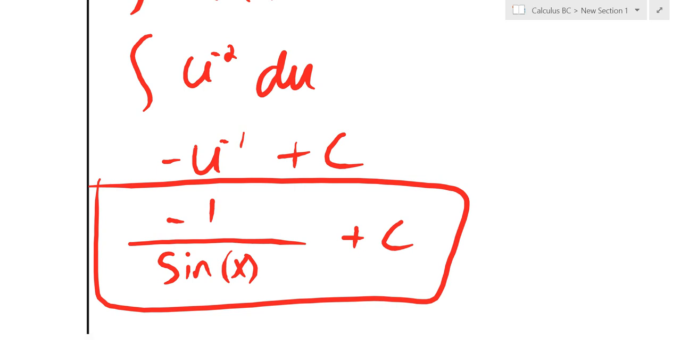Would they rewrite that as negative? Oh, you can make that negative cosecant. So yeah, if it's, again, multiple choice, they might do negative cosecant x. They might not. I don't know. Okay? Yup.